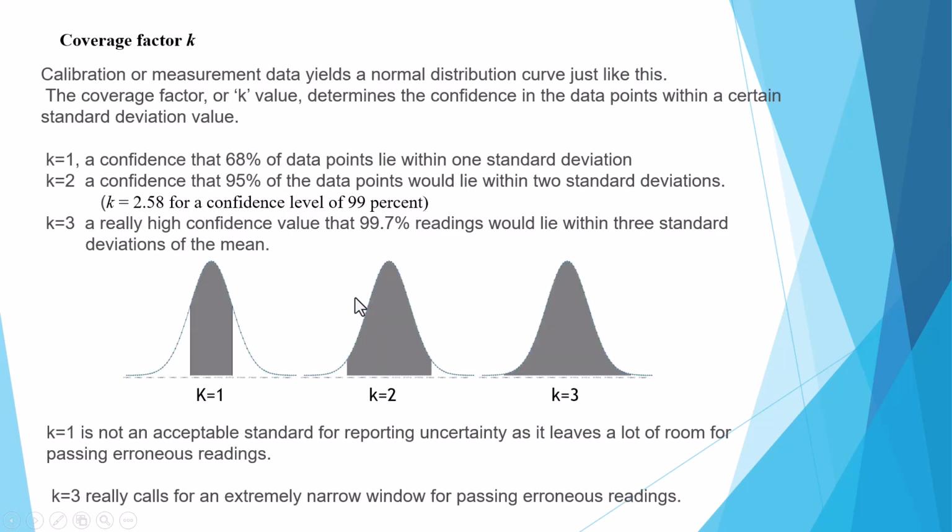K equal 1 is the confidence level of 68% of data points within one standard deviation. K equal 2 is 95% of data points, which means 2 standard deviations. If K equals 3, 99.7% of readings are within 3 standard deviations. Most of the time we use K equal 2. K equal 1 is not acceptable. K equal 3 has a narrow window for the error readings.